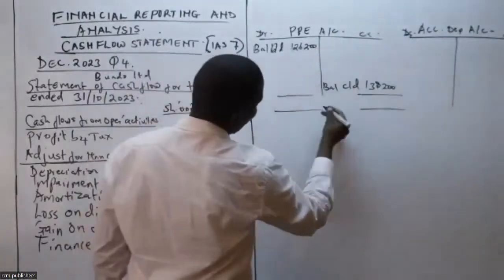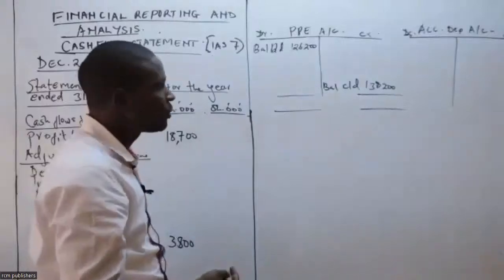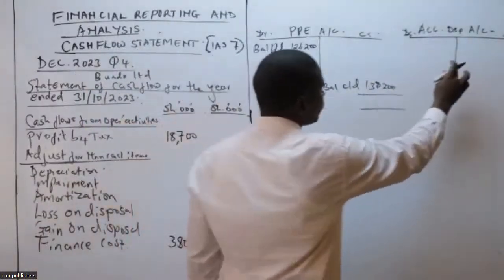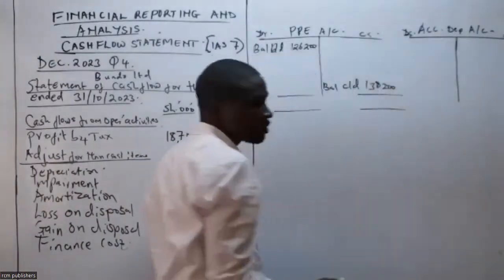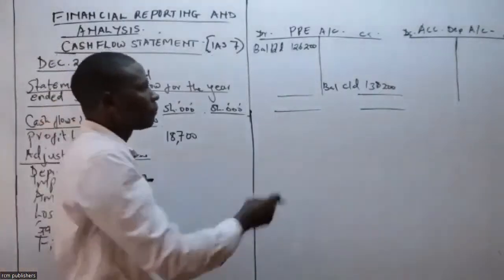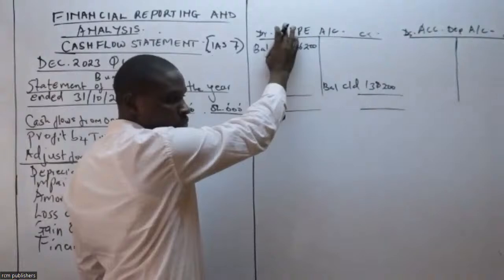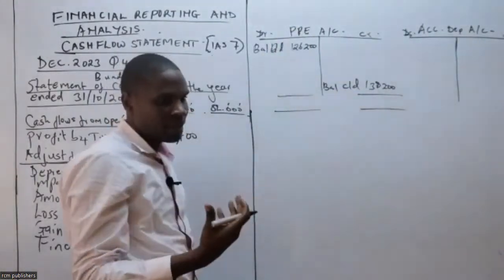138,200. So I hope you have noted how we are doing this. We are debiting the balance that was brought down, and then we are crediting the balance that was carried down. And this is the position. The position for the brought down is at the top here, and the carry down is at the bottom there.